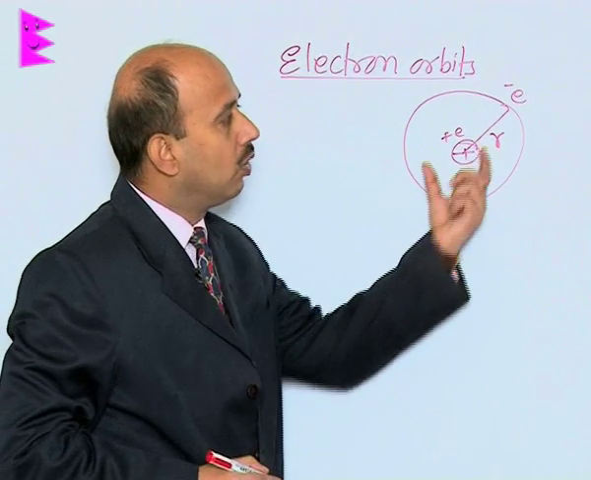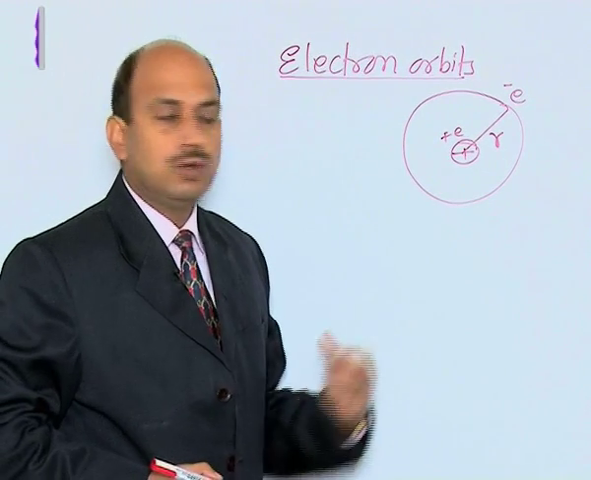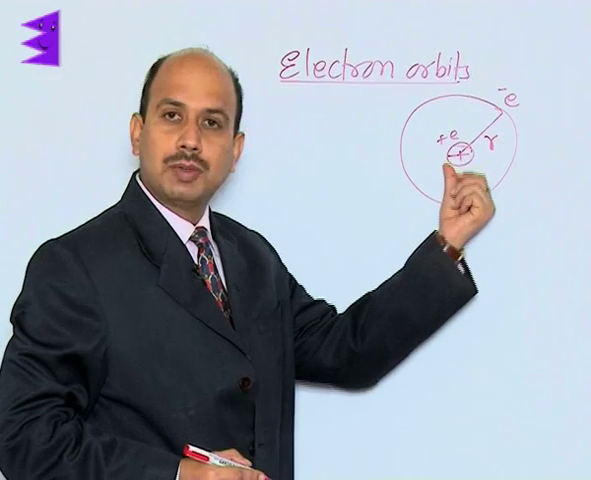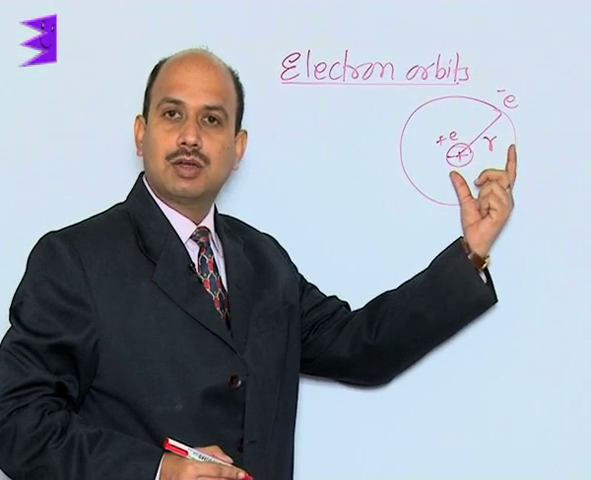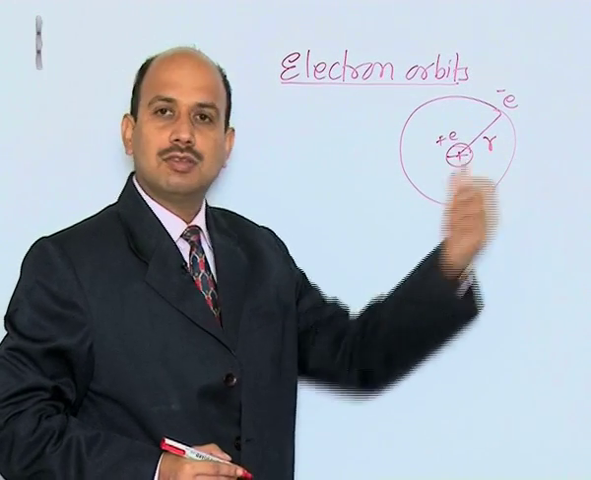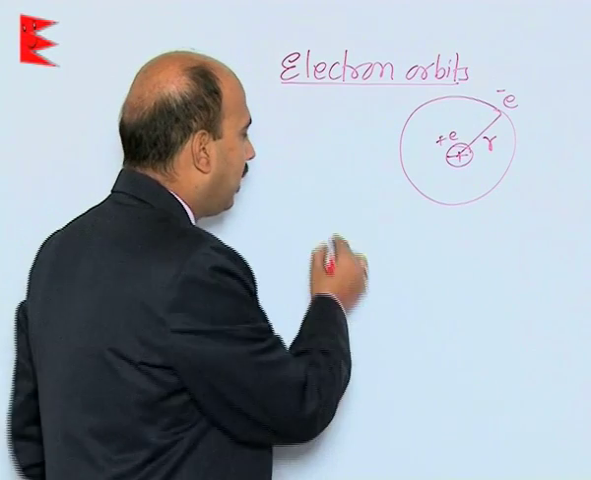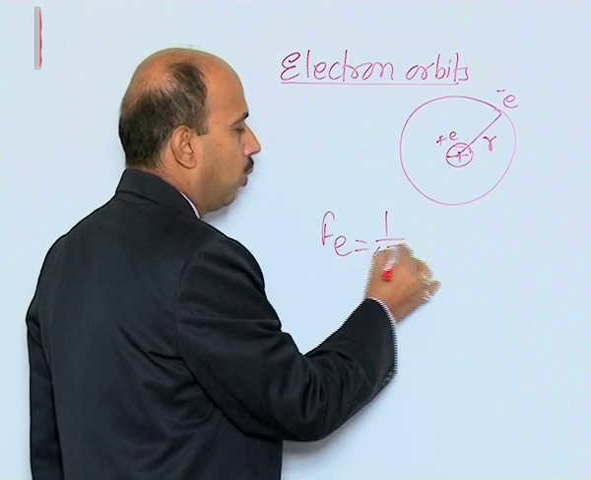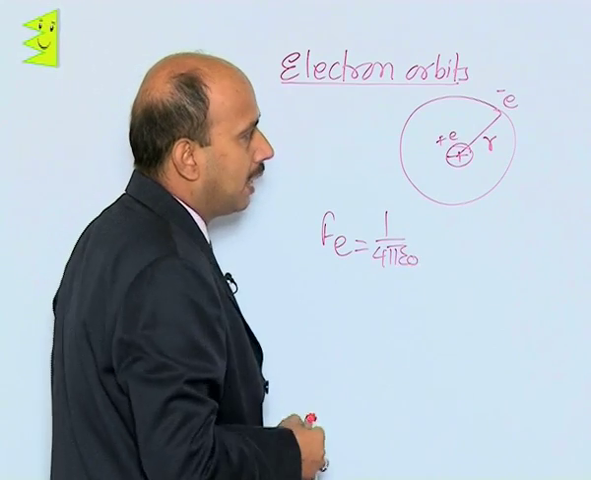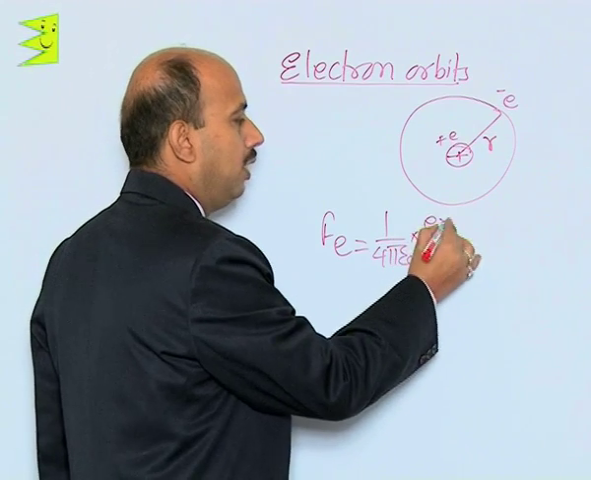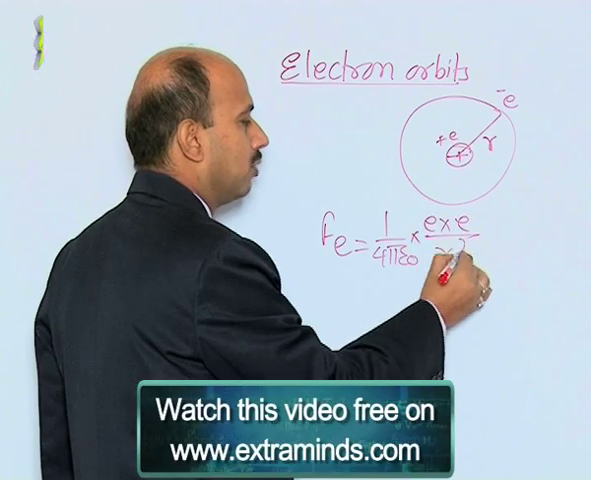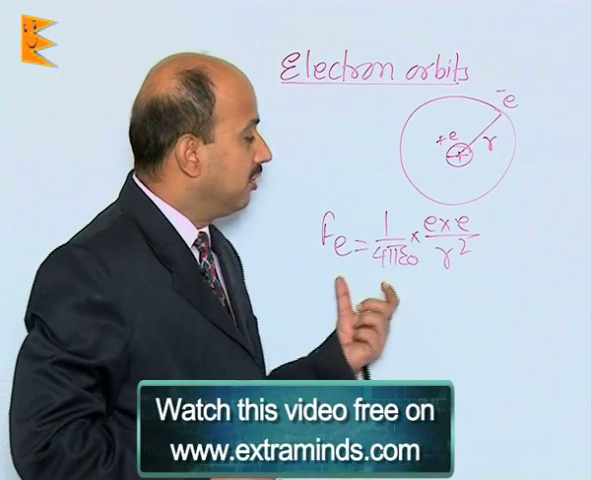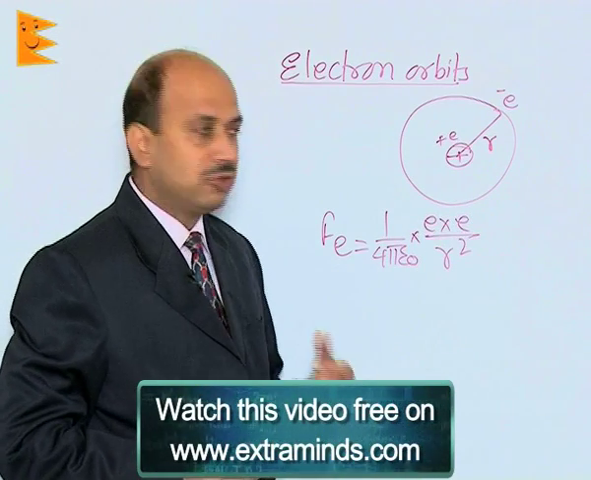So, why does the electron revolve around the nucleus? There is an electrostatic force of attraction between the nucleus and the electron, because this is positively charged and this is negatively charged. So, we can write the electrostatic force of attraction F_E is equal to 1 upon 4 pi epsilon naught into e square divided by r square.